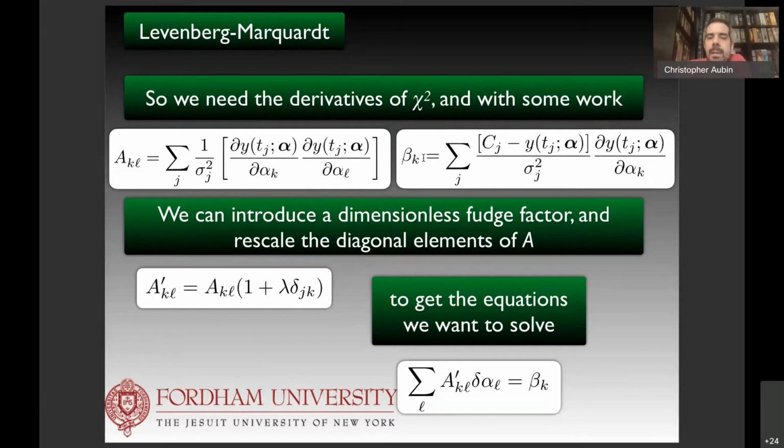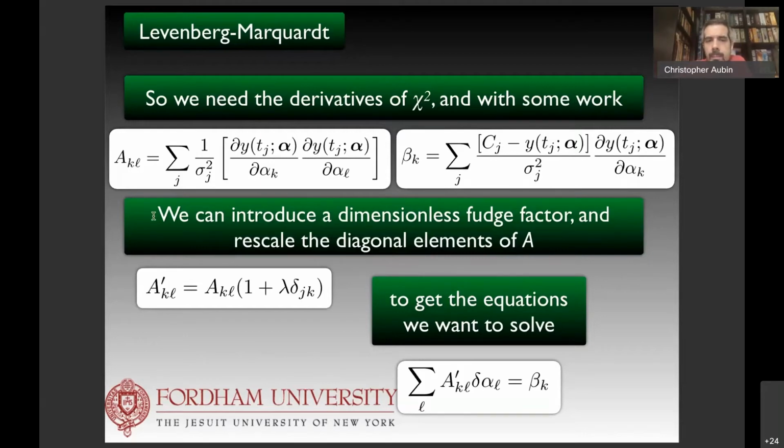We can define this vector beta. Again, j is running over the number of data points. And this is looking at the difference between the c sub j's, or the data, and the model, times the first derivative of the model with respect to the parameters.